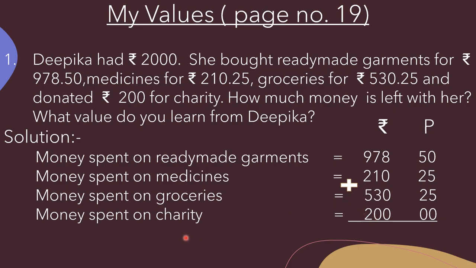So we can find out that the total money she has spent, that is, we will add it. So let's start from our right hand side. So 0 plus 5, 5, 5 plus 5, 10, 10 plus 0, 10. So here we will write 0 and 1 will be carry over. Now 1 plus 5, 6, 6 plus 2, 8, 8 plus 2, 10, 10 plus 0, 10. So here we will write 0 and 1 will be carry over in rupees column.